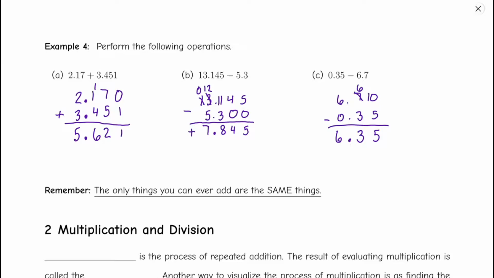Now, which number was larger? The 6.7, which was negative. So that actually means our answer is negative 6.35. Remember, the only things you can ever add are the same things.